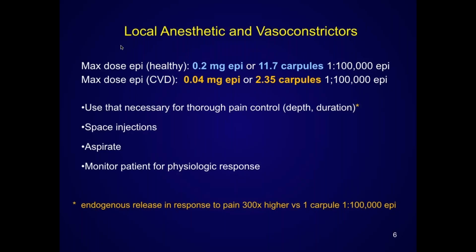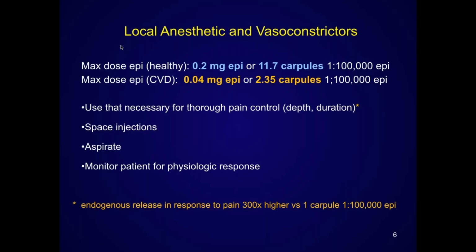So for healthy patients, generally speaking, the epinephrine dose is going to be limited to about 11 to 12 carpules. Malamed and most of the health community will talk about the textbook answer for your cardiovascular disease patients, and those are the folks that you limit their epinephrine to 2.35 carpules. And we sort of wag this down to 2 carpules. Bear in mind, though, that your patients will produce about 300 times more epinephrine every minute that they're uncomfortable.